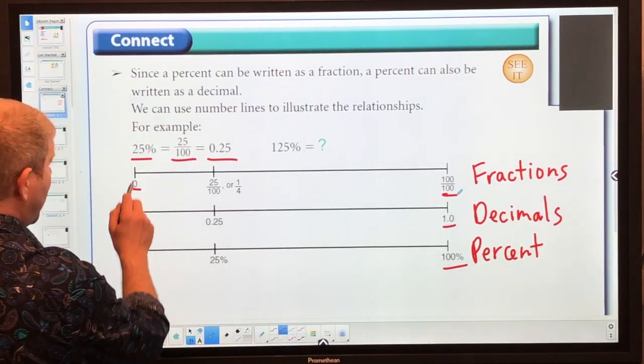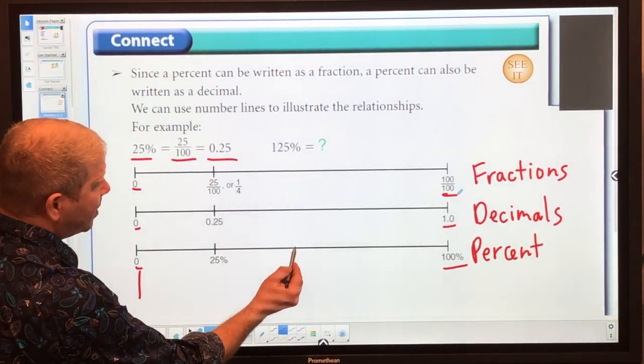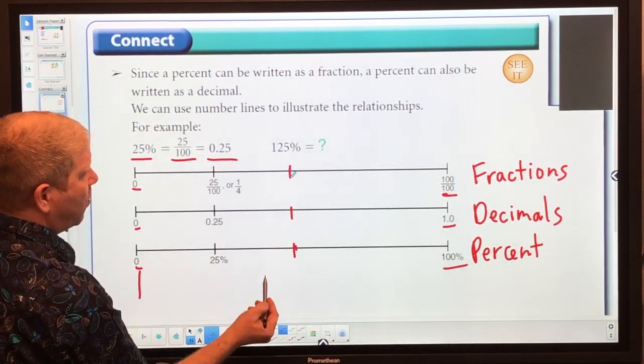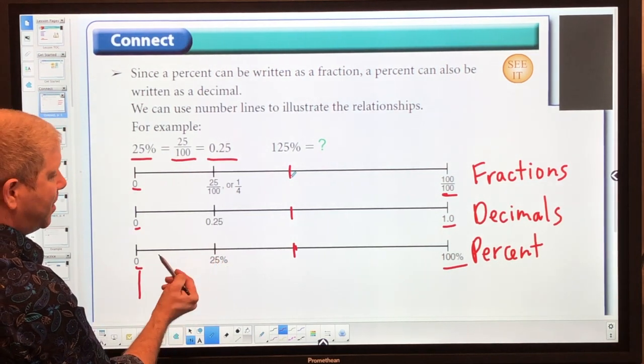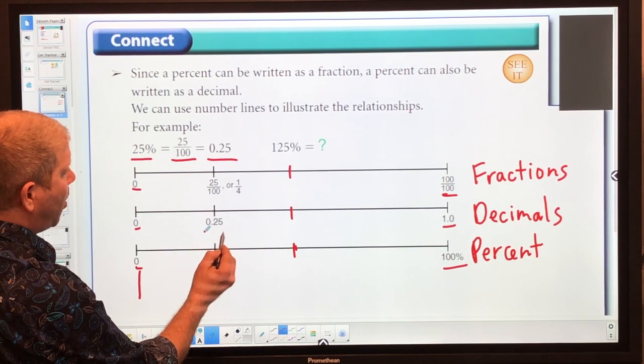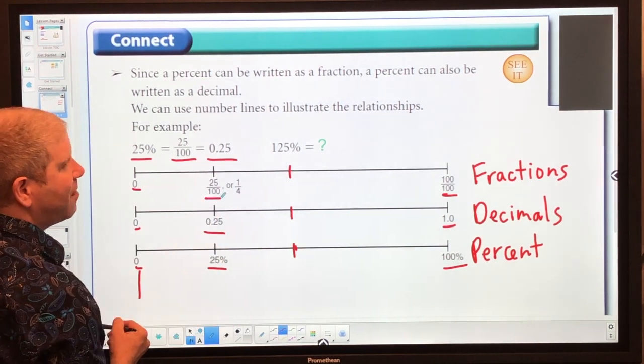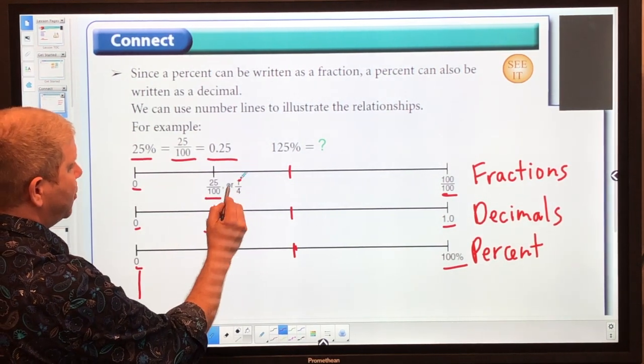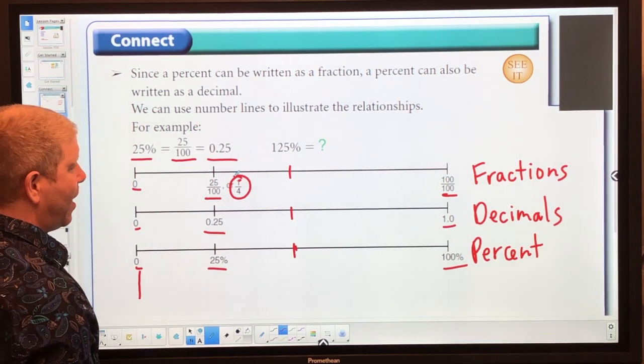So where does the 25% fit in? Well, we know that around here is halfway, and 25% is going to be halfway between 0 and half. So 25% would be here, 0.25 would be here, and 25 over 100 would be here. Now you can put it into simplest terms, and that would be 1/4.